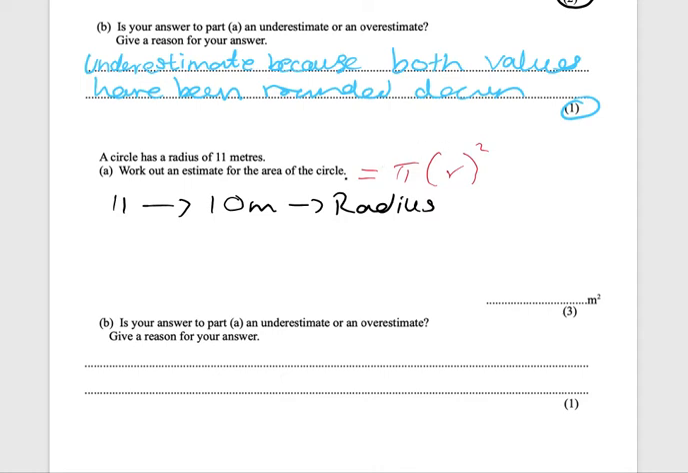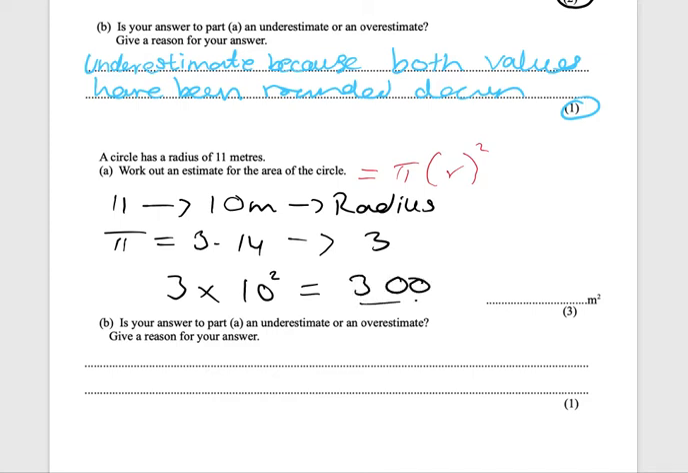Now pi, that's 3.14. We can round that to 3. Okay, so we can just do 3 multiplied by 10 squared, and that's going to give you an answer of 300. So that's going to be our estimate.